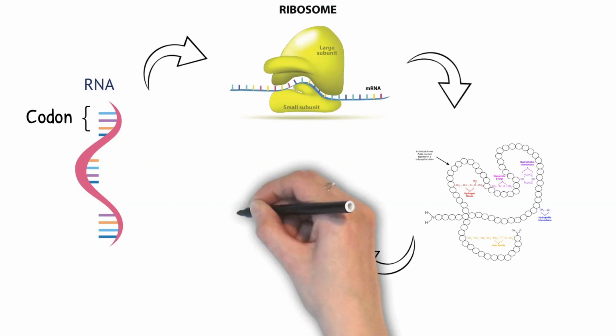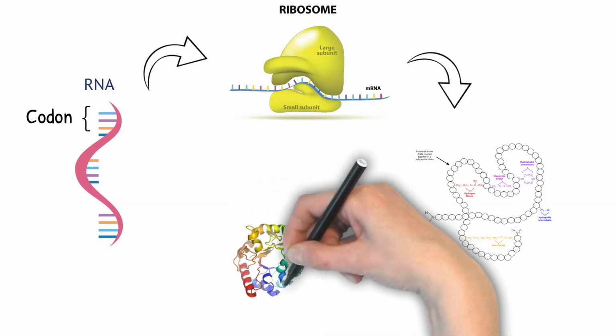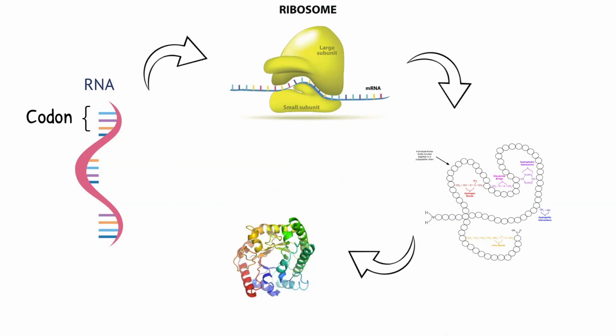The chain undergoes some modifications and acquires the required configuration to carry out the function that was coded by the DNA.